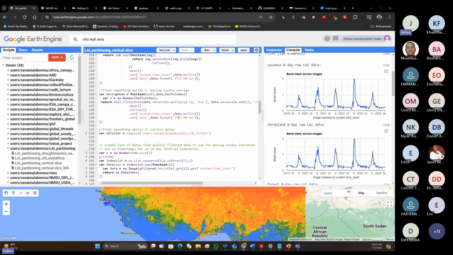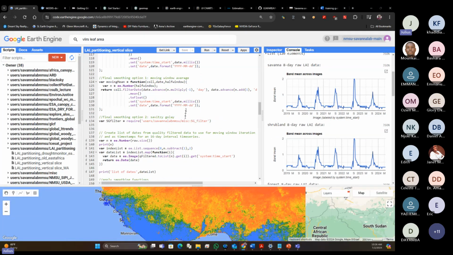And then the last thing that we apply is what we call Savitzky-Golay filtering, which is a very recommended and very popular non-linear smoothing methodology that is widely used in different applications, and that's the function that you see here.